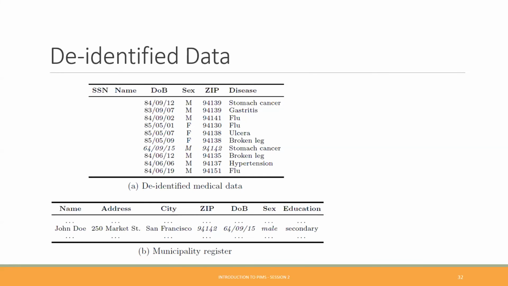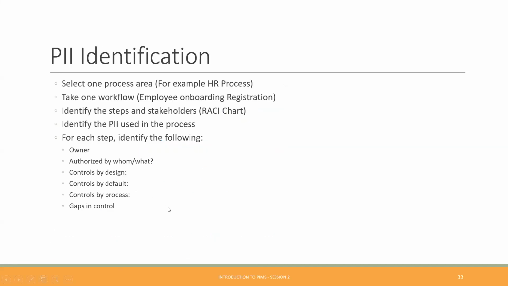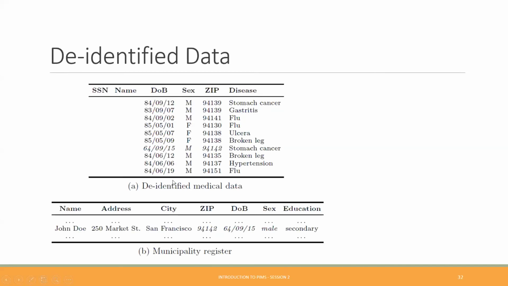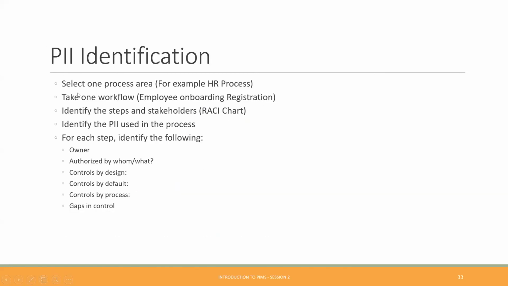Okay, now the next one is the approach. What is the first thing we'll have to do? You need to identify. When we know that this is the data we have, and all these attributes are there, the next thing is to identify the data which is PII. You're going to have a process area and take a workflow. When you implement this for the first time, you pick every process area, pick a workflow, go through the steps in it, and see who all the stakeholders are. And you identify those attributes which are PII.